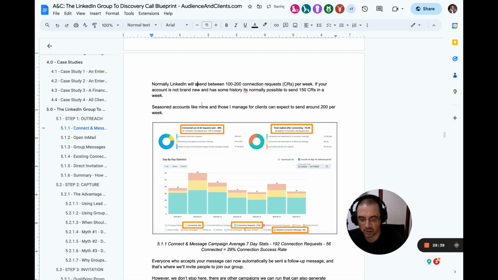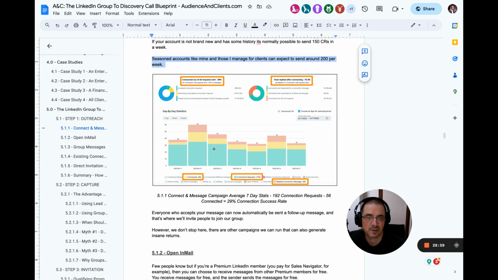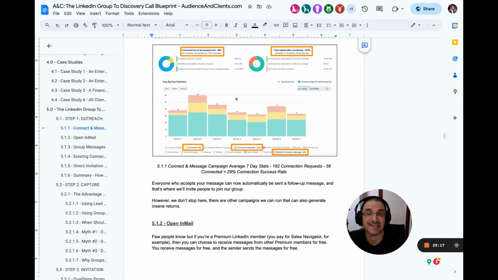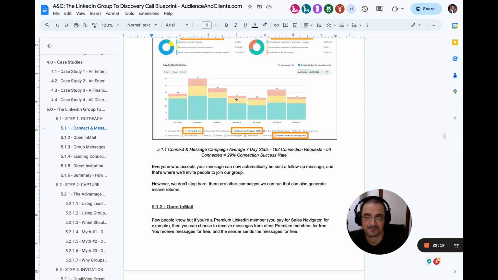Now, if your account is not brand new and has some history, it's normally possible to send at least 150 connection requests in a week. In fact, seasoned accounts like mine and those I manage for clients can expect to send around 200 per week. So you can see in this example, this is an example of one week's worth of sending. 192 connection requests, 56 connected, 39% connection success rate. And 70% of people replied after connecting. It's a crazy high engagement rate after connecting.